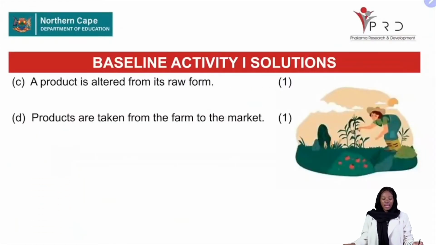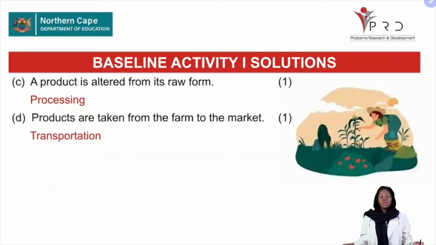C, a product is altered from its raw form. And the answer for that will be processing, or we can say value adding. D, products are taken from the farm to the market. And the answer for that question will be transportation. So these are the 4 agricultural functions that apply in marketing.